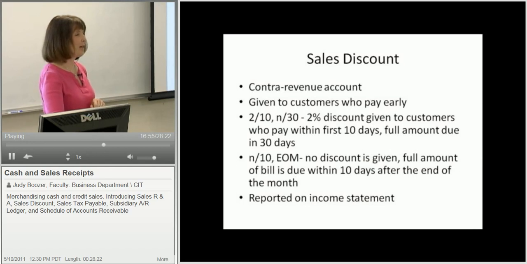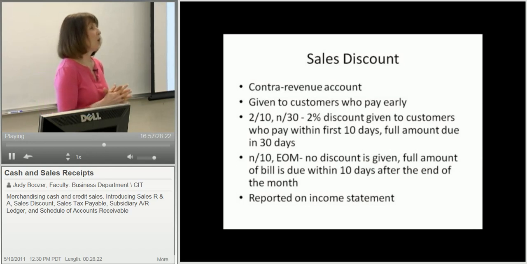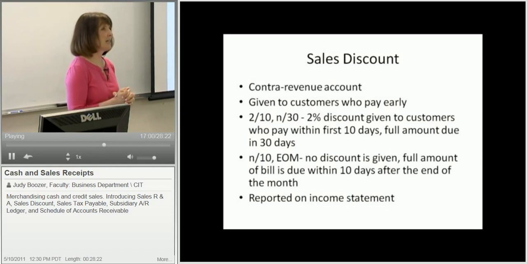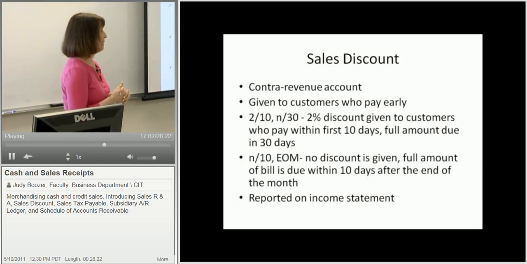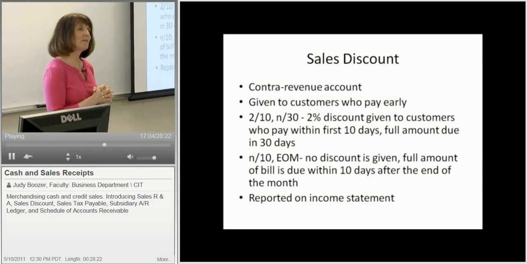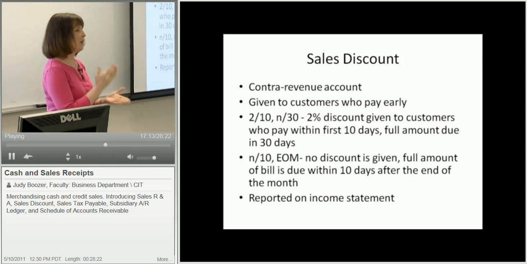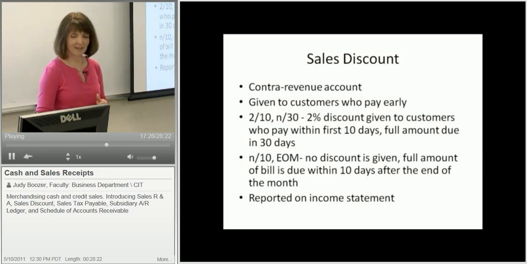So what if my terms were this? 1/15, n/60. What does that mean? 1% discount if paid within 15 days, or the net is due in 60 days from the date of the invoice. Okay, everybody clear on that? Yay.